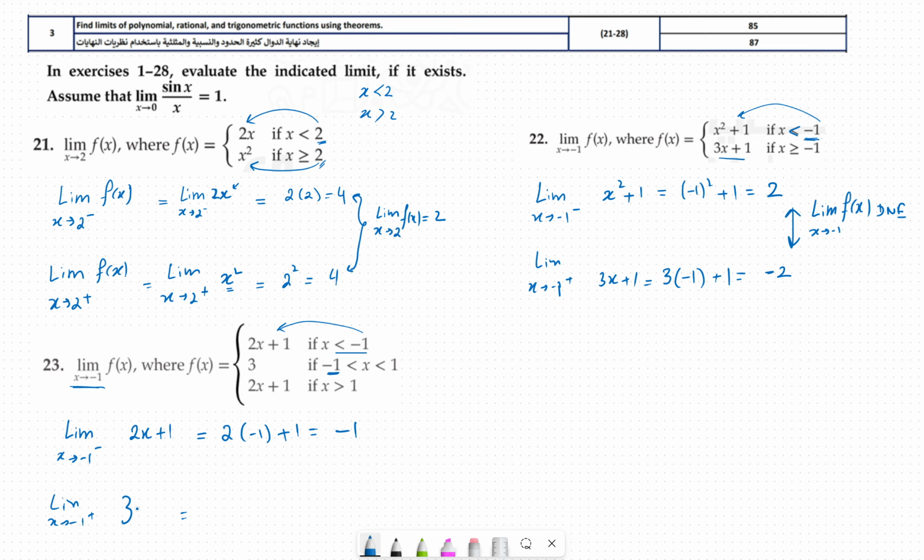Now here, if you notice, there is no x to substitute in it. So what does this mean? The limit as x approaches any number of a constant is the constant itself. So the answer here is directly 3. Now I can conclude that since these are not the same, the limit as x approaches minus 1 for f of x does not exist.